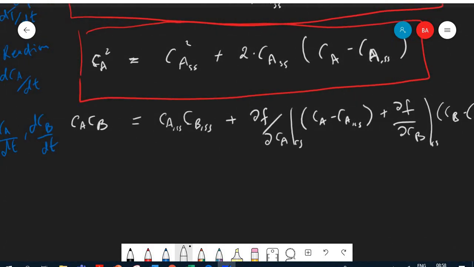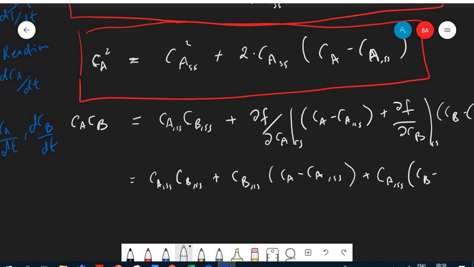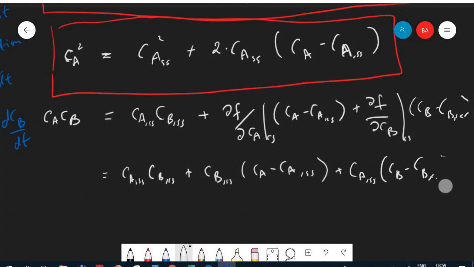We just need to do this part here. So this will be equal to Ca at steady state, Cb at steady state, plus, if you take the partial differential with Ca, this will be Cb. We are considering the other one as a constant, so it will be Cb at steady state into Ca minus Ca at steady state, plus here it will be Ca at steady state into Cb minus Cb at steady state. You can see how beautiful things are appearing here for us.